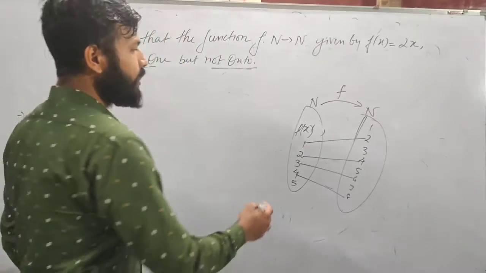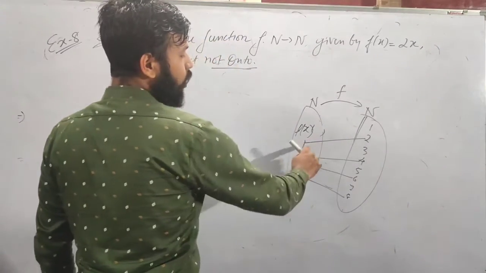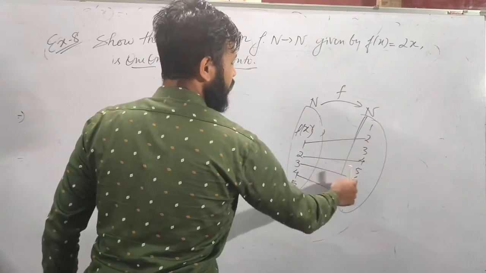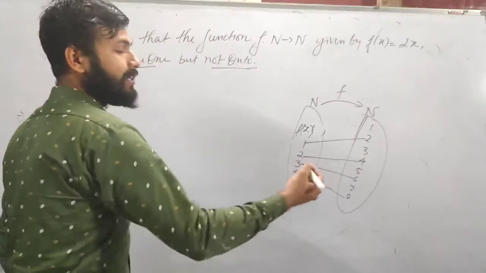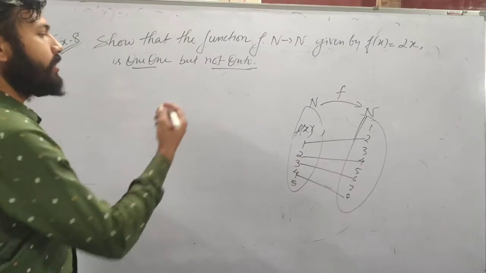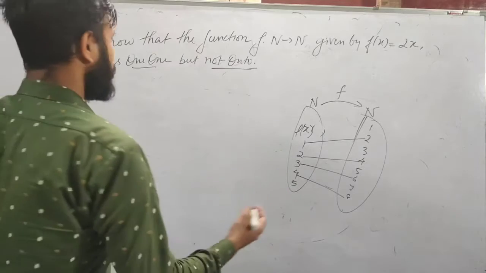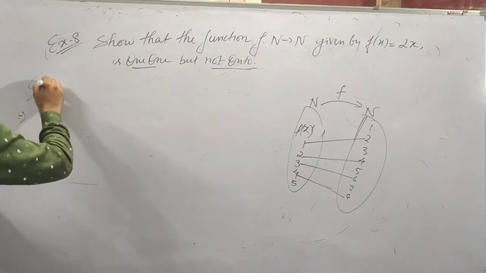And we can see for every individual element of the domain there is a single image. So from here also we can clearly say that it is one-one. But just understanding this is not enough. We have to express it also. How to express? Let me show the tricks. Now let us write a solution here.